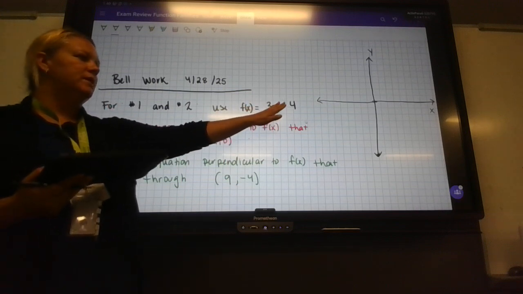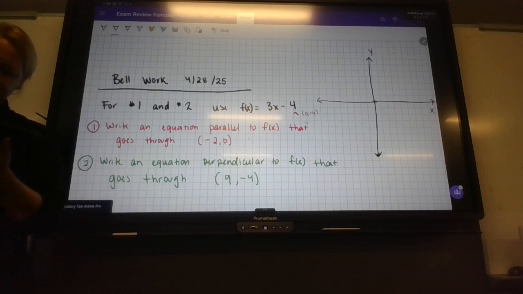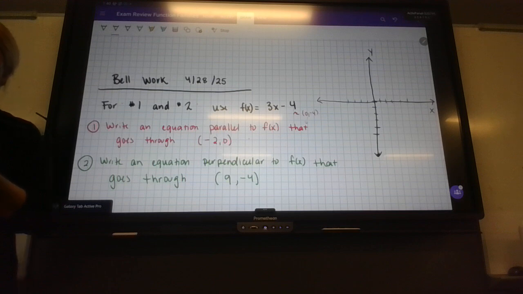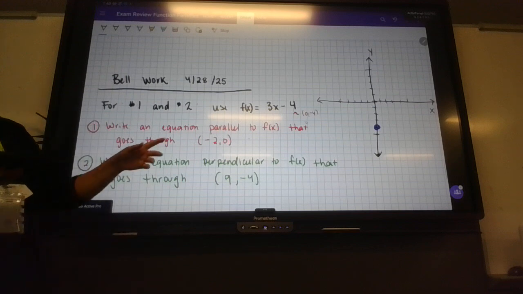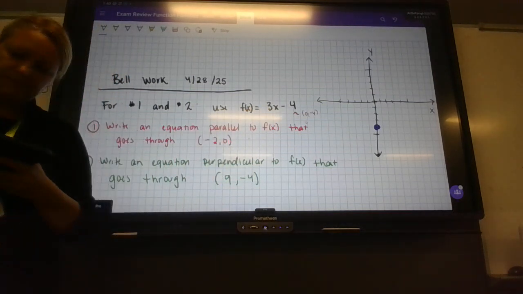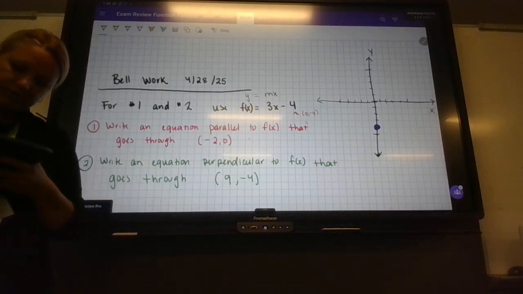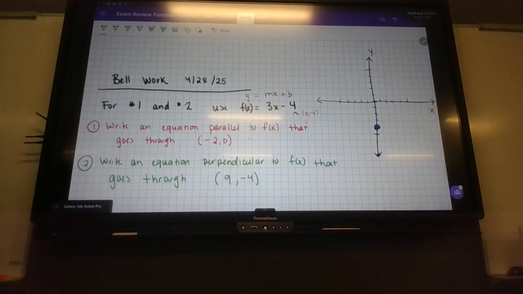I'm going to start by reminding you how to graph this straight line. This last point is 0, -4. So that's where I begin. I begin at the B. This is y equals mx plus b. Begin at B, and then you move slope. So here's my beginning point, and then my slope is 3, so I go up 3, right 1.